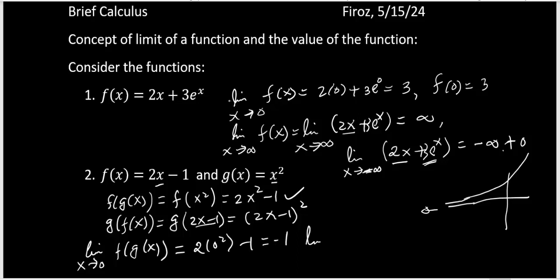And then limit x approaches 0, g of f of x. So g of f of x, I have this one, 2x minus 1 squared. So this will be 2 times 0 minus 1 squared. So that gives me 1. And we are done.